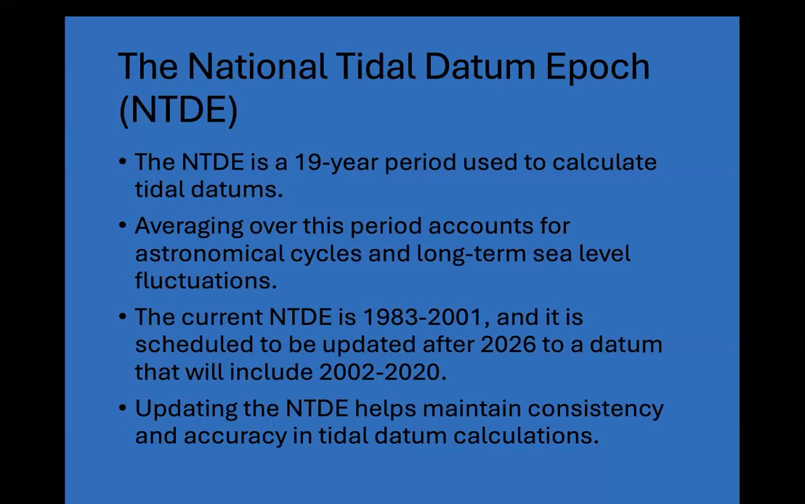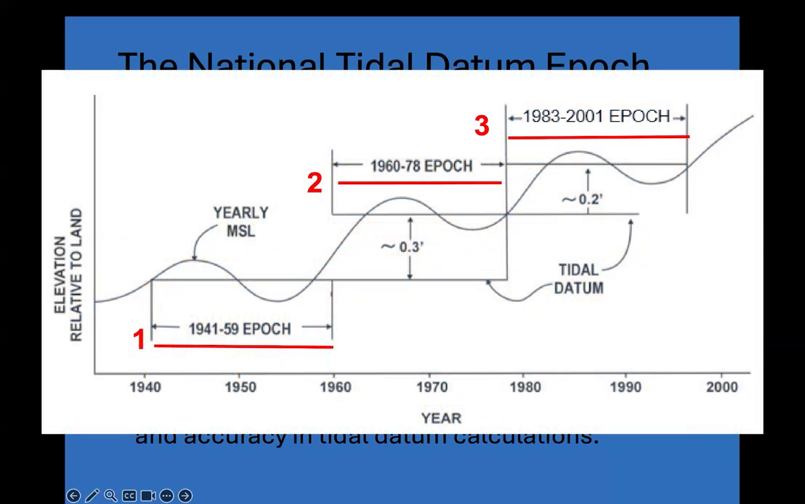So you've got your daily tidal cycles, and then there's seasonal tidal cycles that are related to the moon's trip around the Earth every month. And then you have your 19-year periods that are going to be your longest tidal time periods. The current National Tidal Datum Epoch is what is used to establish the tidal datums that are being used right now. All the data from 1983 to 2001 was used to calculate the current National Tidal Datum Epoch.